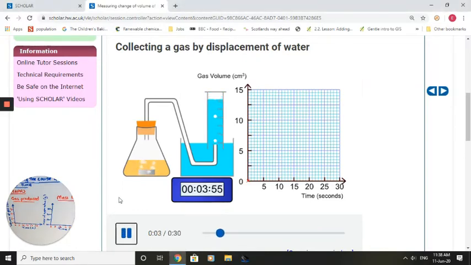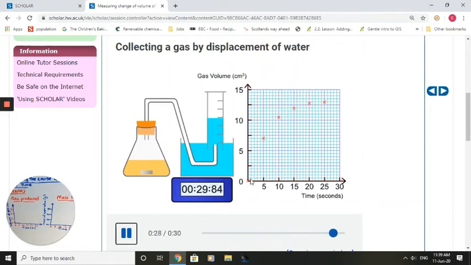So when we start this experiment, hopefully what you can see is the gas is being given off pretty quickly at the beginning. We've filled the measuring cylinder up quite a lot, quite quickly, but then as the reaction proceeds, we can see that the rate of bubbling, the rate at which the gas is produced, is slowing down over time. And that's what's being shown on this graph.